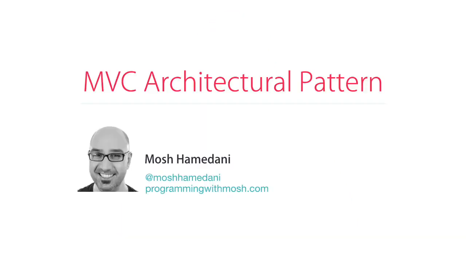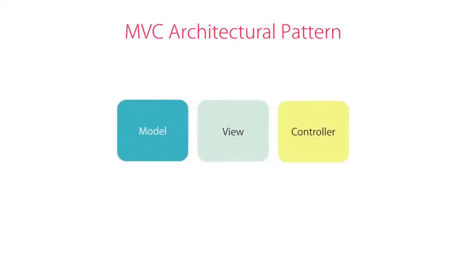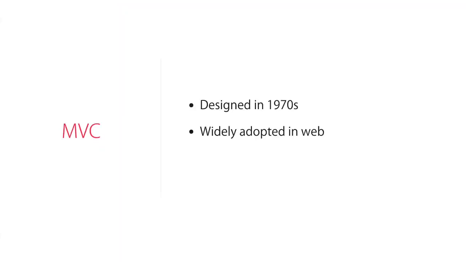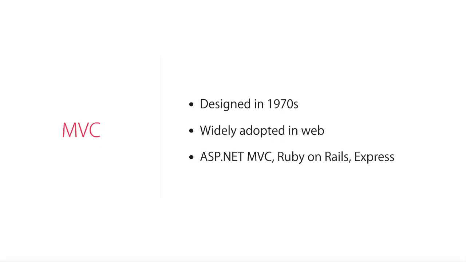So what is this MVC all about? Well, MVC stands for Model View Controller, and it's one of the architectural patterns for implementing user interfaces. Although it was originally developed for desktop applications back in the 1970s, it's been widely adopted as an architecture for web applications. As a result, many frameworks have been created that enforce this pattern. ASP NET MVC is one of them. There are many other similar MVC frameworks like Ruby on Rails or Express for Node.